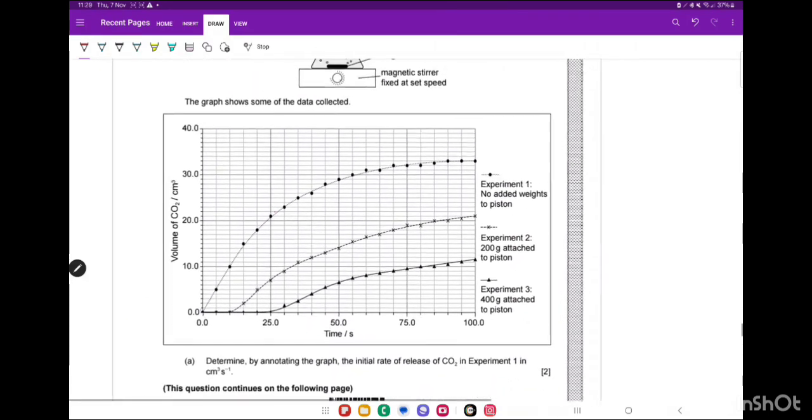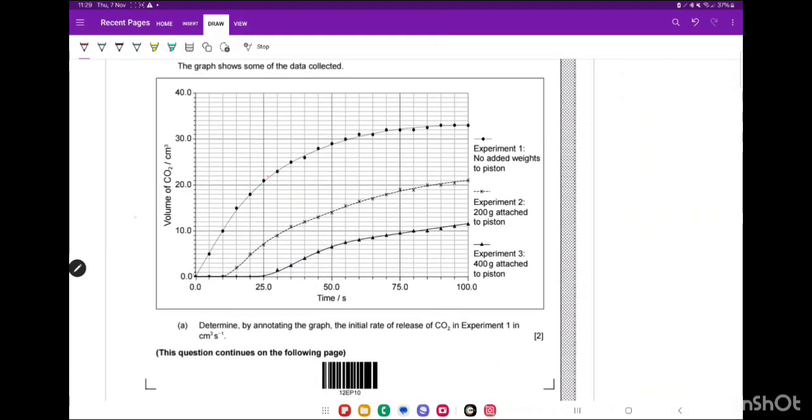The data is collected and the graph is plotted between volume of gas and time in seconds. 3 experiments were conducted. Experiment 1 without any weights. Experiment 2 with 200 grams of weight.